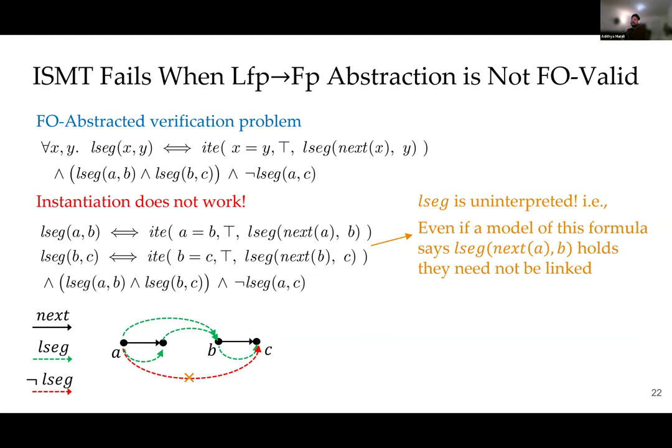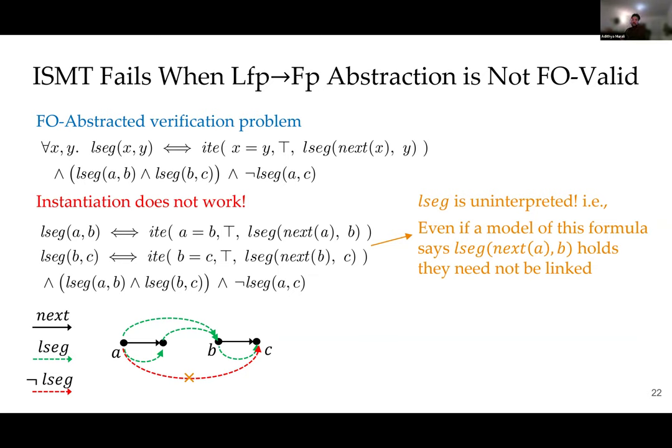So it can give a valuation and it will in fact be consistent with the given definition, because all the instantiated formula asks you to do is just check that lseg A comma B has to hold if and only if either A equals B, which is not true in this case, or next of A also is a list segment to B. And the model will do that in a consistent manner. It will also mark the element next to A as though it's a list segment to B.